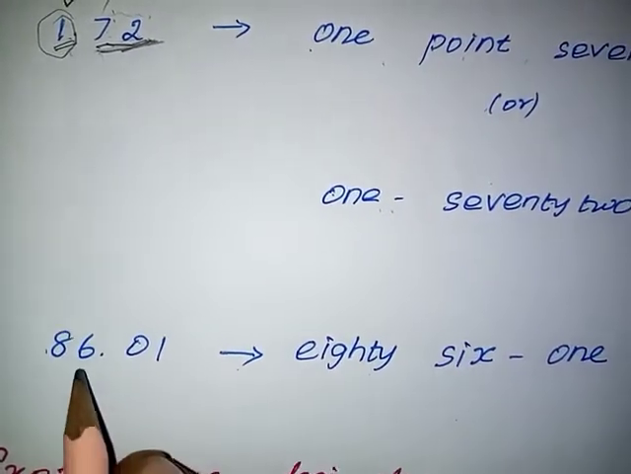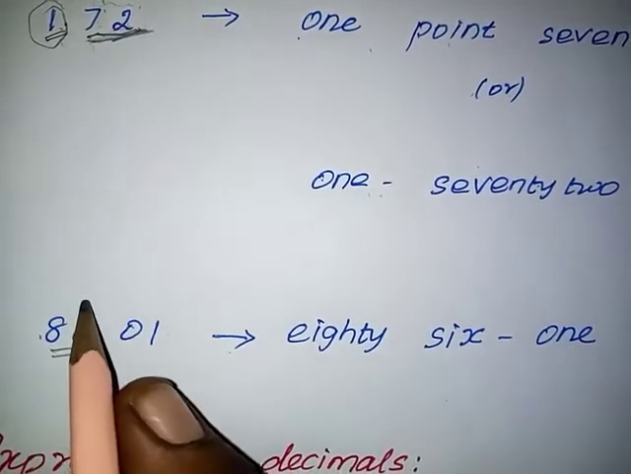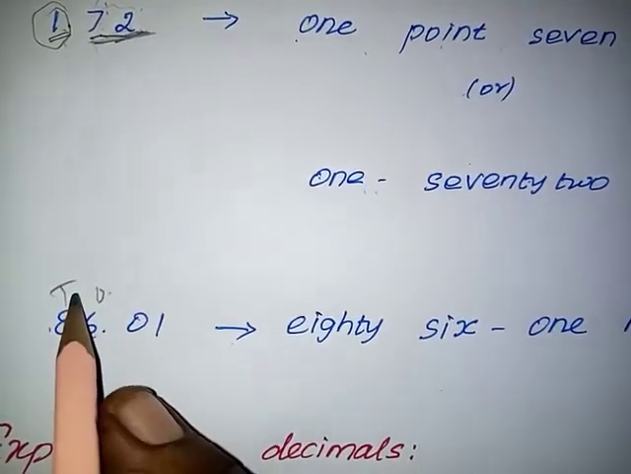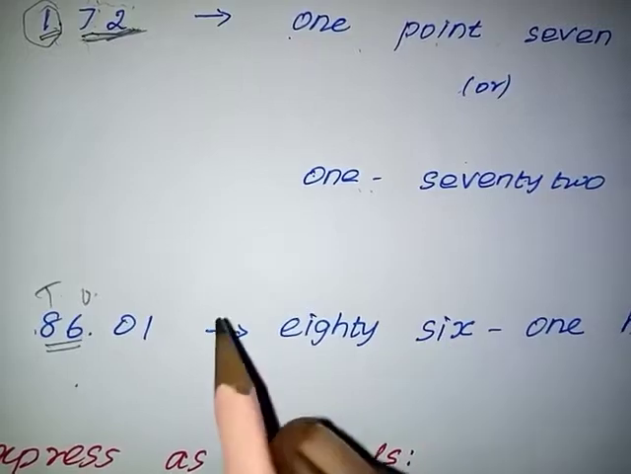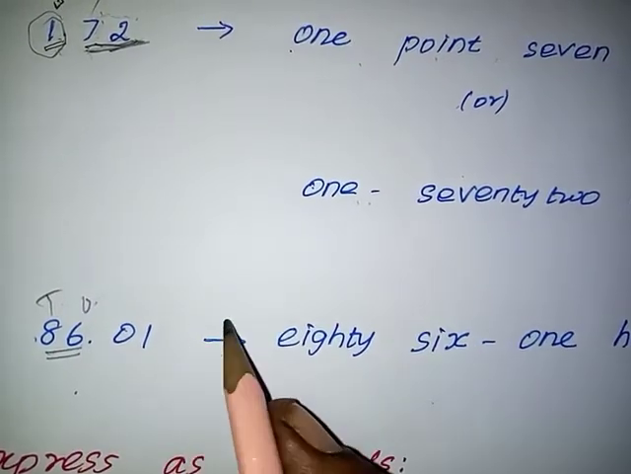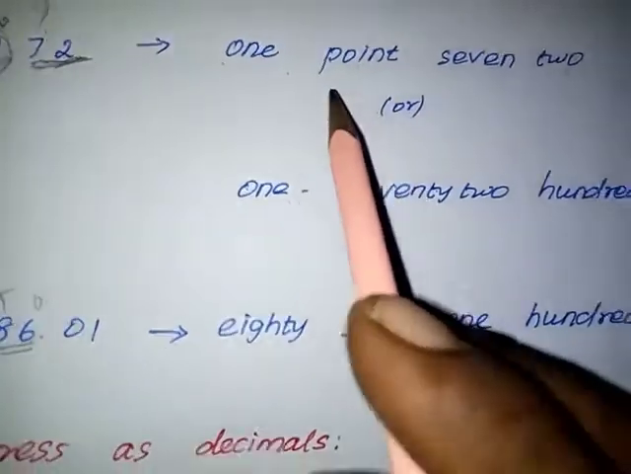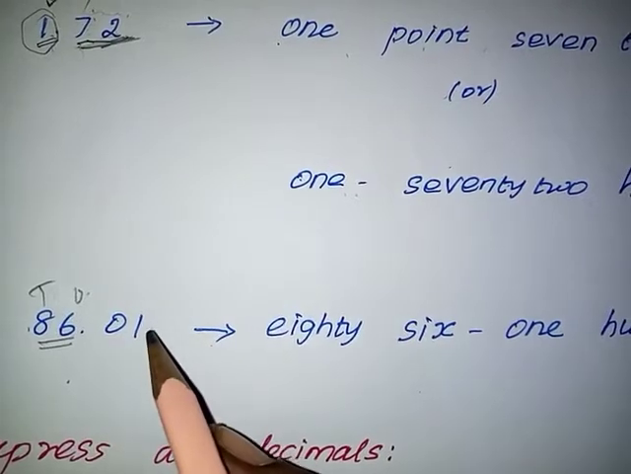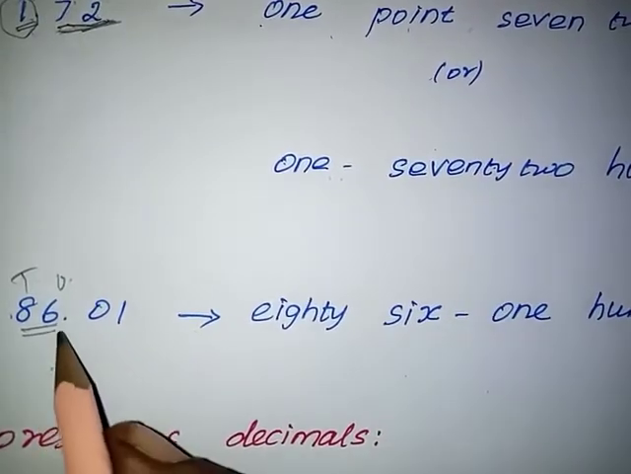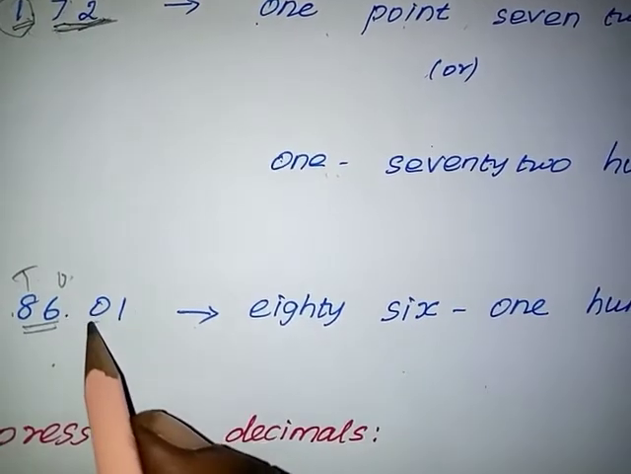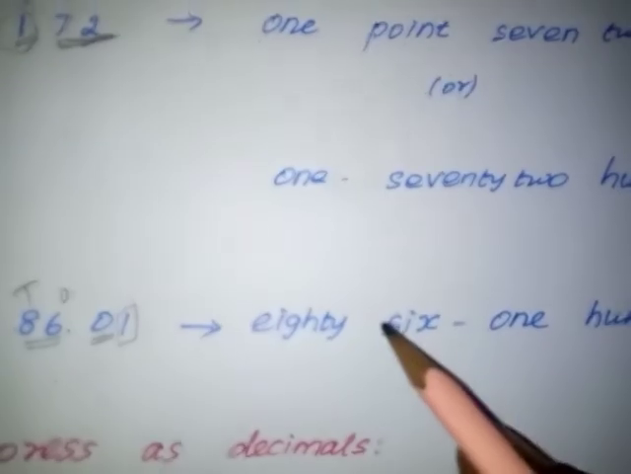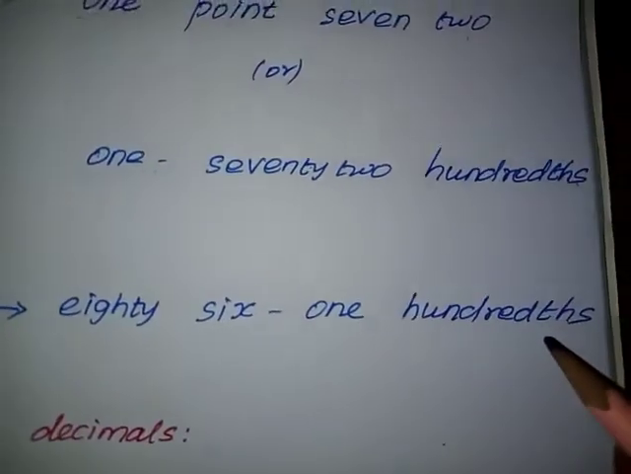86.01. The places of the integral part are ones, tens. So here 6 ones and 8 tens. So we have to write the word form of the given number. As in the previous sum, we can write it in two methods. Here we can write 86.01 or 86, and here there is no tenths value, so only hundredths. So we have to write the word form of the given decimal as 86 and 1 hundredth.